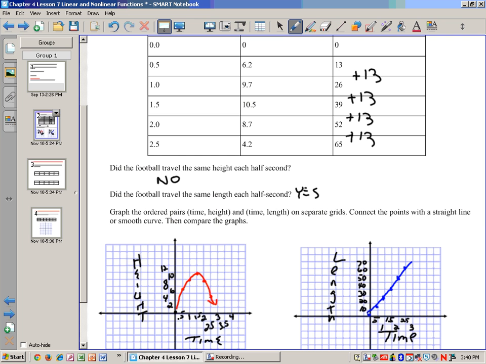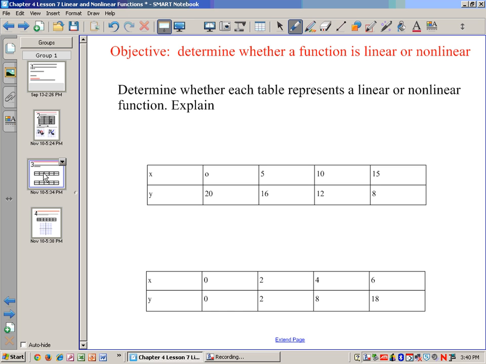All right, let's look at some more examples for linear and nonlinear functions. Determine whether each table represents a linear or nonlinear function. Explain. We're going to look at the first one. Let's look at our x's. Our x is 0 to 5, plus 5, 5 to 10, plus 5, 10 to 15, plus 5. Our y, 20 to 16, minus 4, 16 to 12, minus 4, 12 to 8, minus 4. So we have a constant rate of change there.